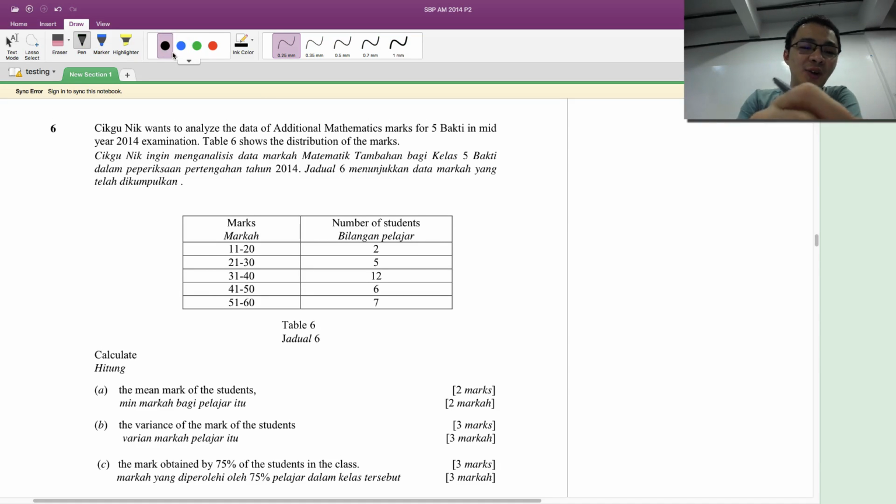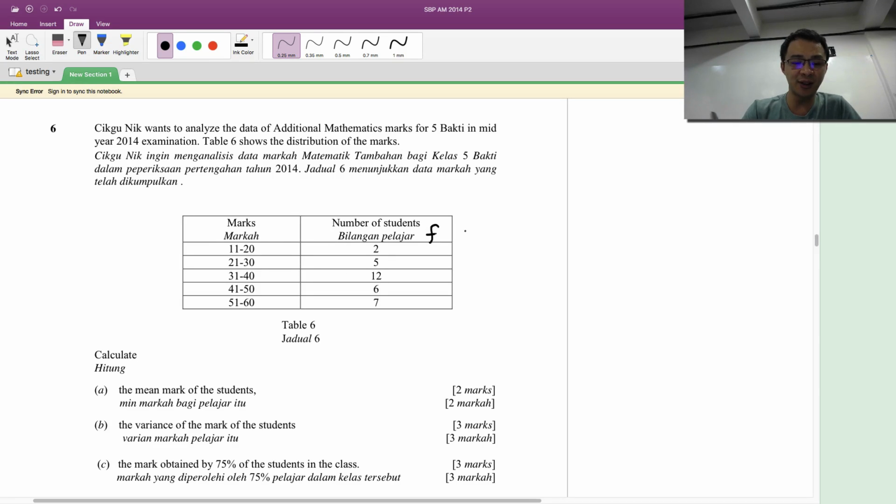Okay, in this question, we want to analyze the data of additional mathematics marks for 5 Bhakti in the mid-year 2014 examination. Table 6 will show the distribution of the marks. Basically this is all the marks, and this is the number of students, so I'm going to call this one frequency.